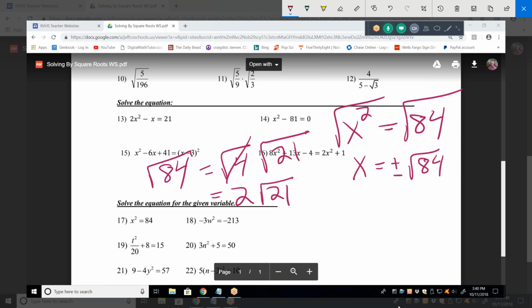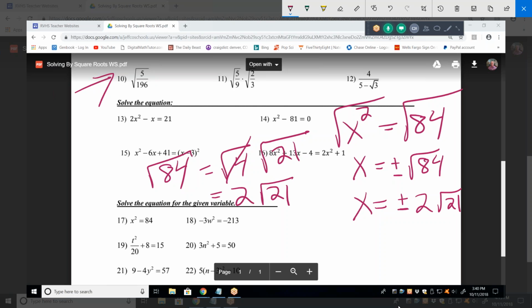Remember how we did this section up here? We're always looking to factor, so one of the numbers is a perfect square number. We can't do it with 21, which means this is the final answer. So x equals, I still need my plus or minus, that didn't go away. So all I've done is simplified the radical 84.